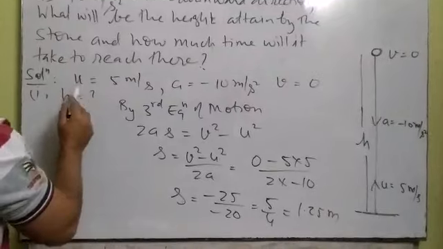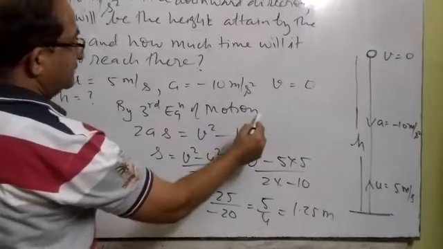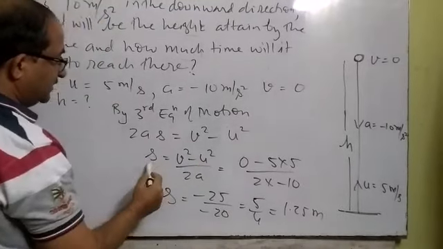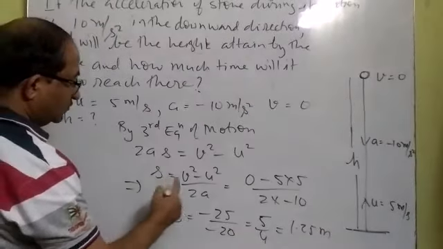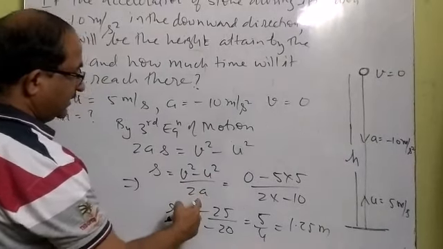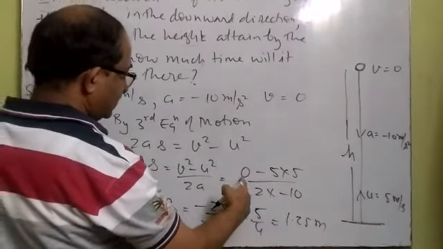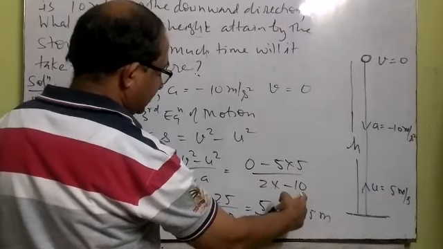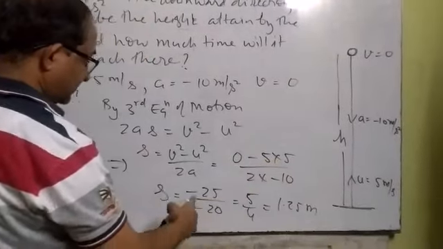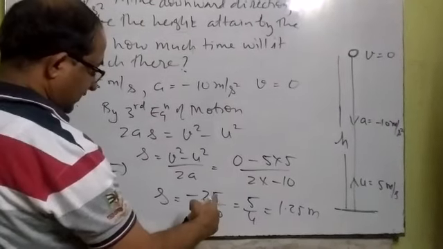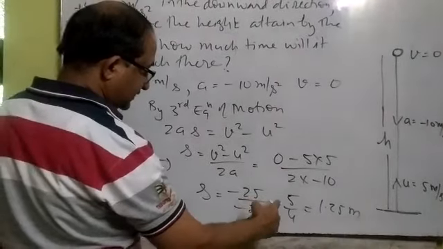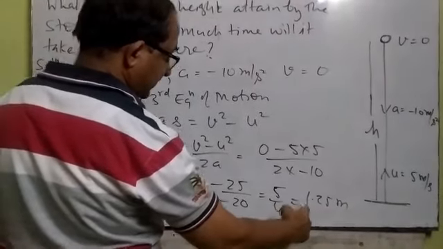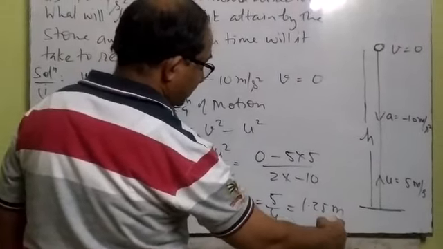So for that, we can apply the third equation of motion, which is 2as is equal to v square minus u square. So it implies s is equal to v square minus u square upon 2a. Just place the value of v as 0, the value of u as 5 and acceleration as minus 10. After cancelling minus and minus, 25 by 20 can be cancelled by 5. The resulting fraction is 5 by 4 and its value is 1.25 meter.